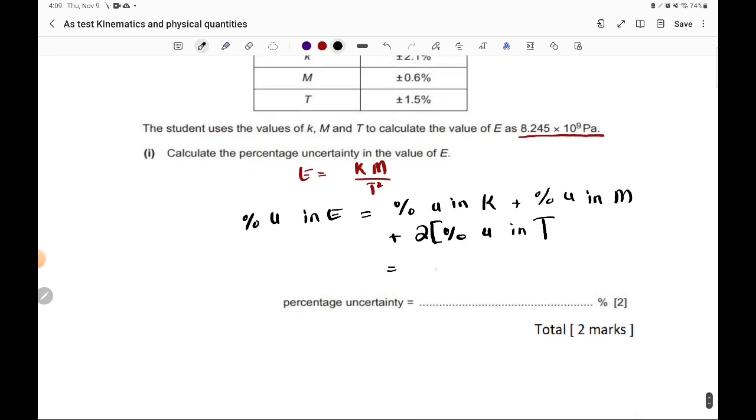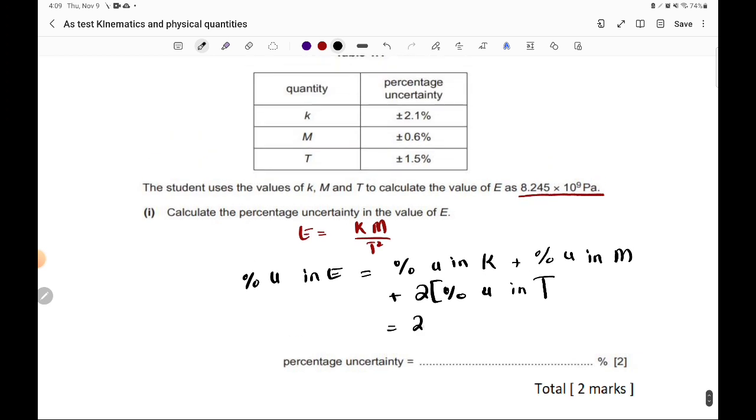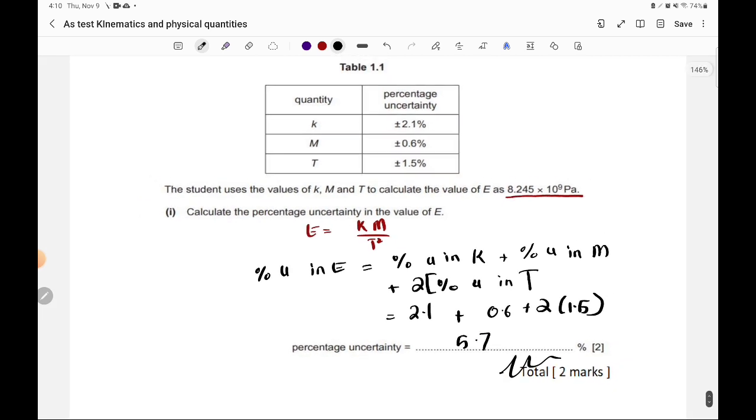So let's find it out. This is going to be 2.1 plus 0.6 plus 2 multiplied by 1.5, and the answer is 5.7%. So this part is done.